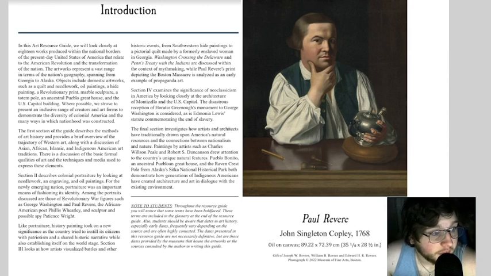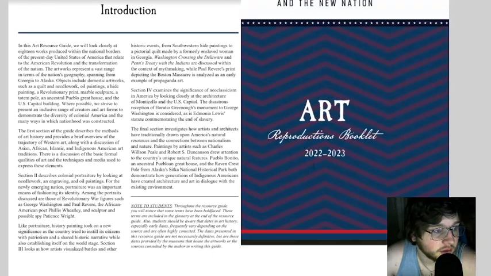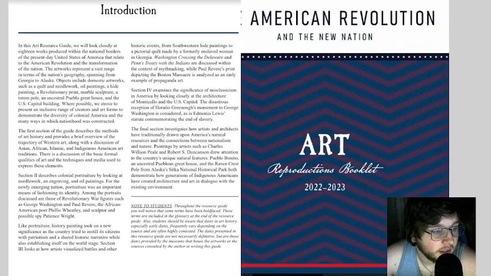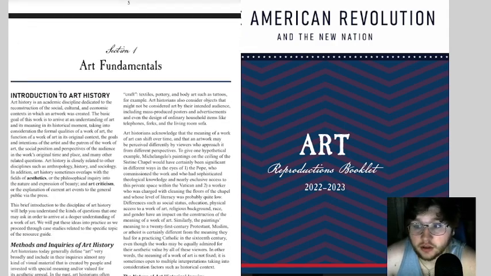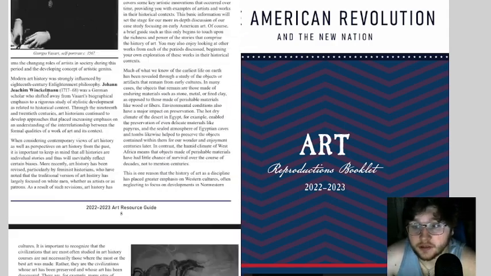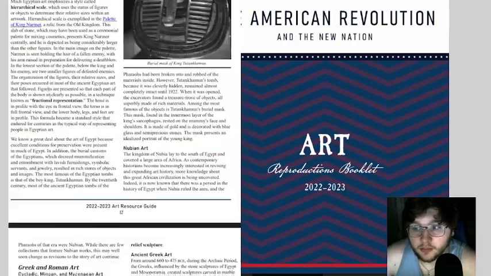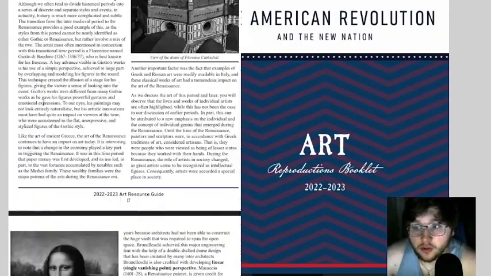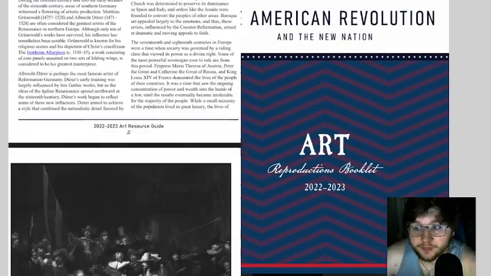And I'm going to be reading the art section. On this side, I'm going to have the art reproductions for reference as we're going through it. So, right now I can just be here. And then on this side, I'm going to have the text that I'm reading. I'm going to skip the introductions, and I'm going to skip art fundies, but I am going to do all of the selected works.